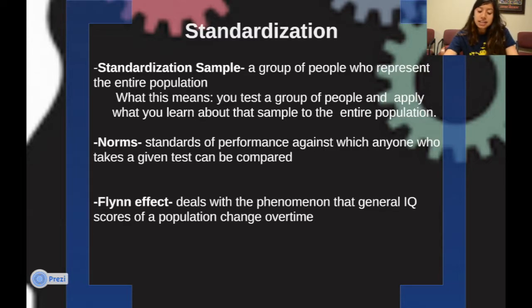And because of this, we have to constantly be re-standardizing, which is called the Flynn effect. The Flynn effect deals with the phenomenon that the general IQ score of the population changes over time.